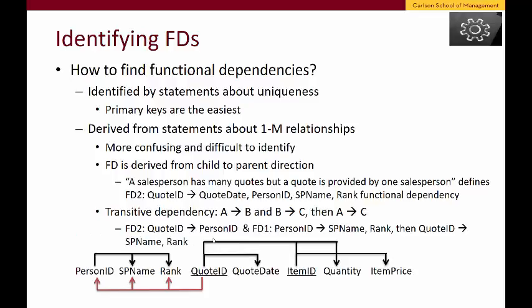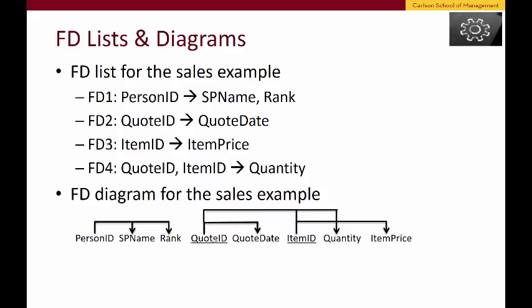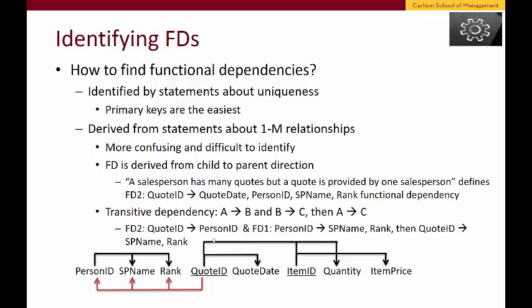Okay, so how do we go about identifying all the FDs for a table? Okay, as the previous slide shows, the statements about uniqueness used to identify primary keys are the easiest. This is how we came up with all four of these FDs over here, using the primary key definition, uniqueness. So those derived from one-to-many relationships are a little trickier to identify, and they're always derived from child to parent table, not the other way around. The salesperson-quote relationship is one such example. If we know the quote ID, we know everything about the salesperson that provided the quote. And since there can be only one of those, this is the definition of functional dependency.